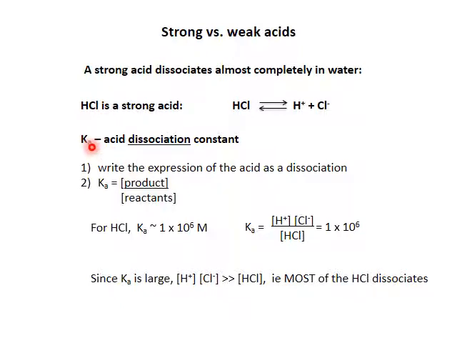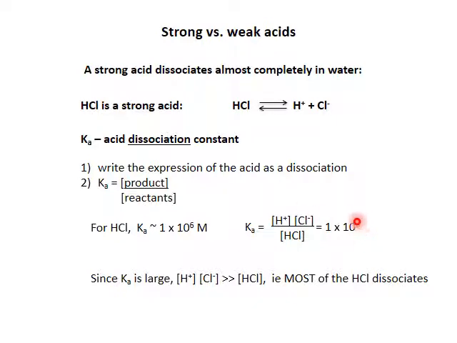The Ka is the acid dissociation constant, so we can write this expression out in terms of products over reactants. For the strong acid, that would be the concentration of the protons times the concentration of the chloride ion, over the concentration of the hydrochloric acid itself. And if we look this value up for HCl, the Ka is 1 times 10 to the minus 6 molar. You recall that when we have brackets, they're all molar concentrations. So like I said, just think of everything in molar. It'll just make your life easier for these calculations.